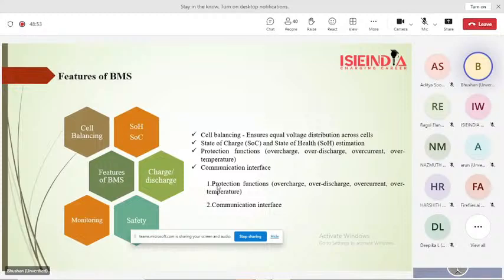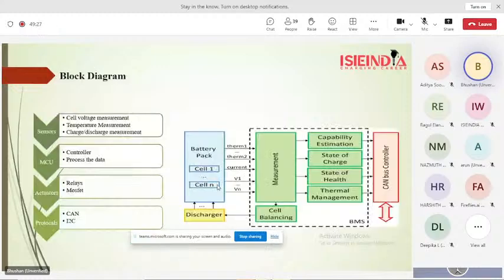And also the communication interface. Why are we using the communication interface in this system? We need to communicate with other systems besides the battery management system. We need to communicate with the motor, because we need to know how much power to deliver at a certain instant of time. If a certain torque is needed, then that much power will be required. And we also need to communicate with the keyboard, I mean the display, and other systems also. So that's why we need the communication interface.